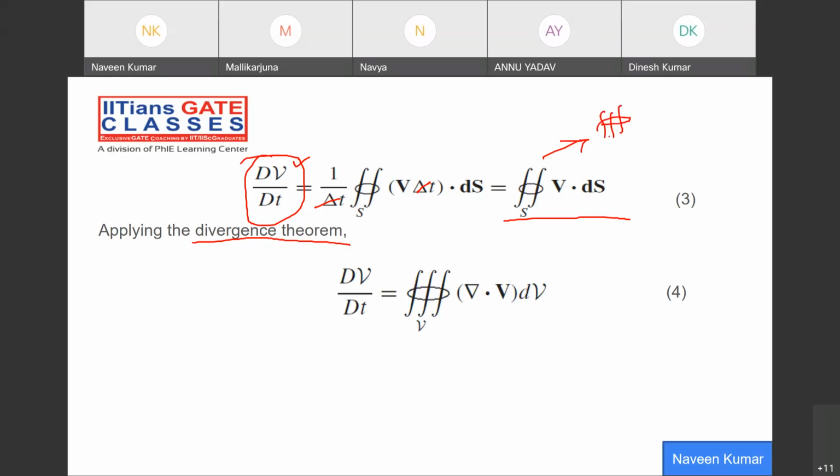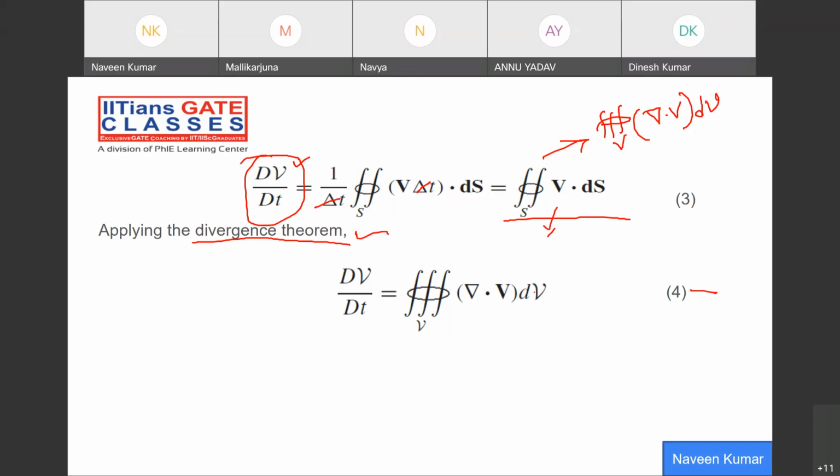Just take the triple integration over a volume, and this will become del dot V dV. I'm applying the divergence theorem here, and this double integral is converted into a triple integral.